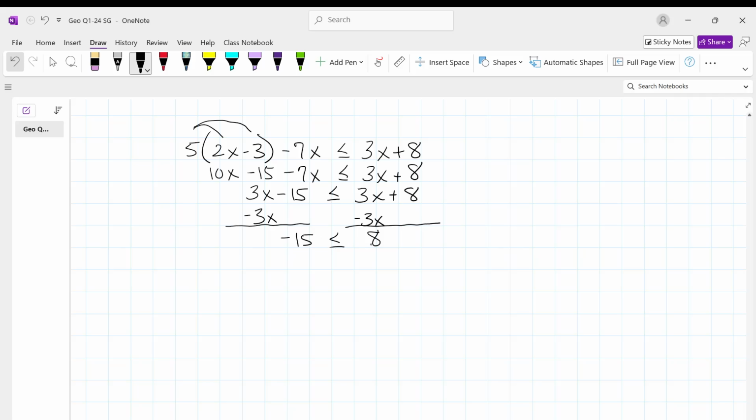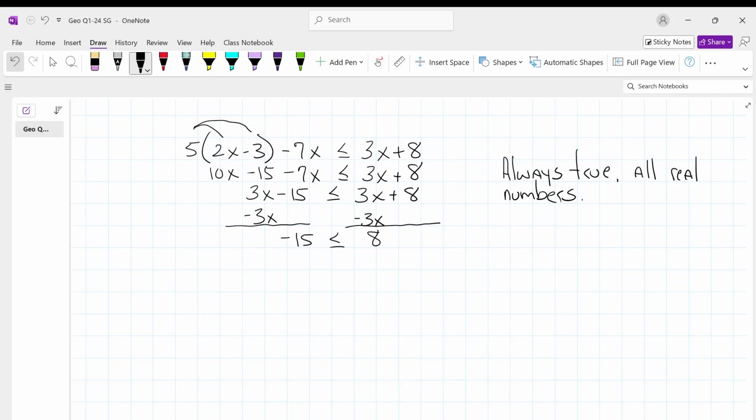Is negative 15 less than or equal to 8? It is, isn't it? Isn't negative 15 always less than or equal to 8? So this would be called always true. Your solutions are all real numbers. And that's similar to the infinite solutions that we dealt with last week. All right, so does everybody see the difference between always, sometimes, and never true?